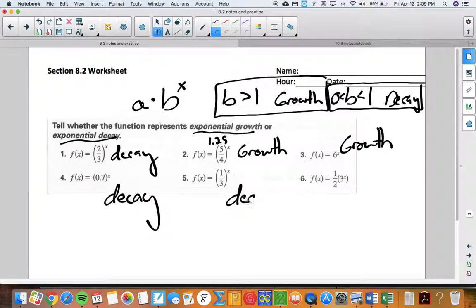1/3 is also less than 1, so that's decay. And then here our base is 3, so that will be growth.